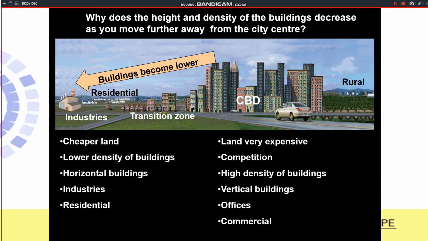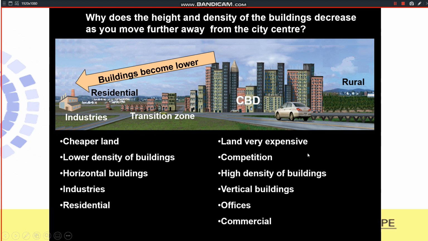Let's look at what we are talking about. Firstly, the land on this side here of the sketch, of the picture, the CBD. Here we're going to look at the characteristics. The land here is very expensive. In other words, the land value here is very expensive. There's a lot of competition here with a lot of, let us say, companies. There's a high density of buildings.